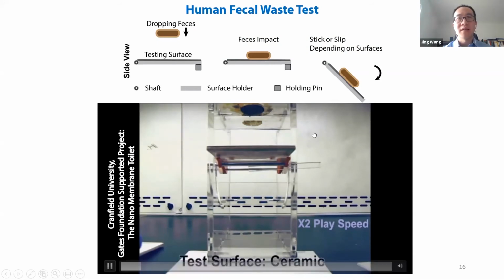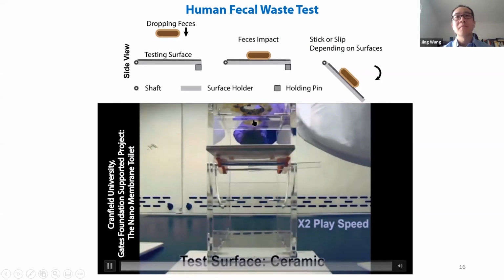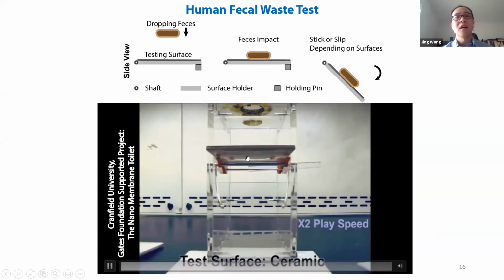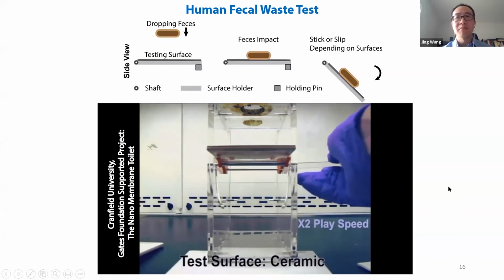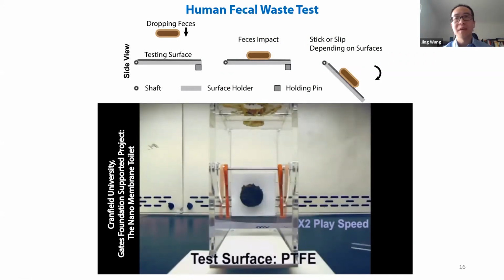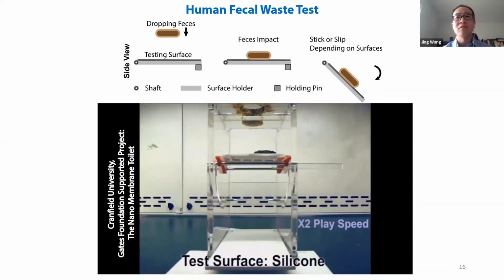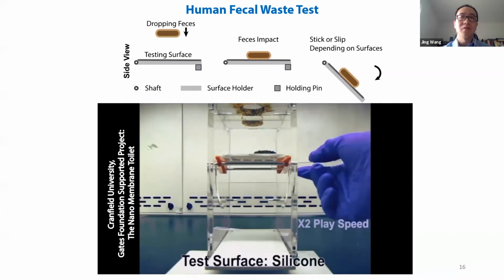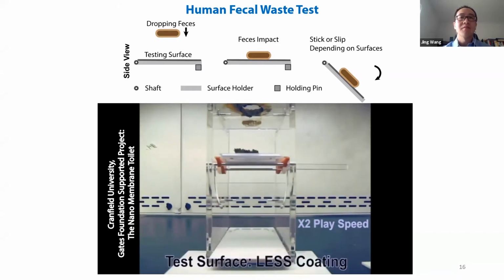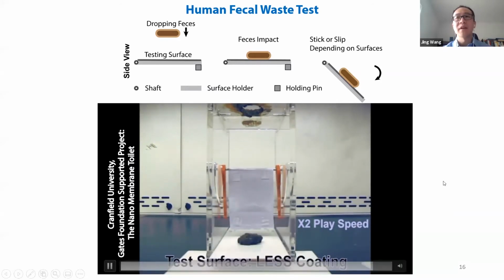So basically, it's like simulating the toilet situation with a shorter impacting distance. And you can see the real human fecal waste is very, very sticky. This time it's just gently attaching on the ceramic surface, and we release the holding pin and it just stuck on the surface. We also test with PFPE, which is coated on our non-stick cooking pans, and also silicone, which is widely used for biomedical applications. They all stuck, but on our LES coating, it just slides off without leaving any residues.